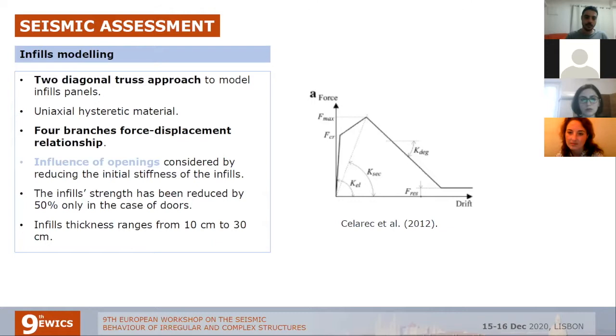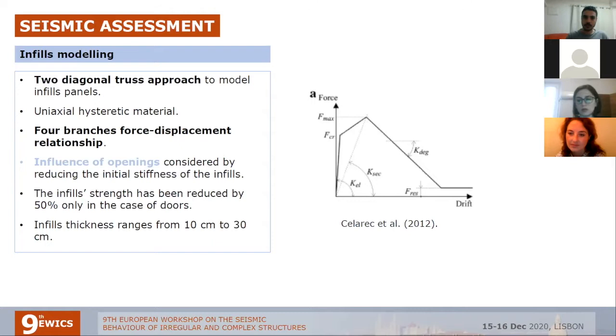Can I have a comment? Yes. In fact, we did not consider the possibility of having a short column effect due to the infills. So Victoria and Rita modeled with this two diagonal truss approach from node to node, so a very simple one. In fact, our infills only have holes in the middle, so they do not tend to have short column effects, because you don't have infills up to a certain height in the floor. So, this was not considered. It was a nonlinear model for the infills, of course, but simplified in the sense that the possible effect of short columns due to infills was not considered.